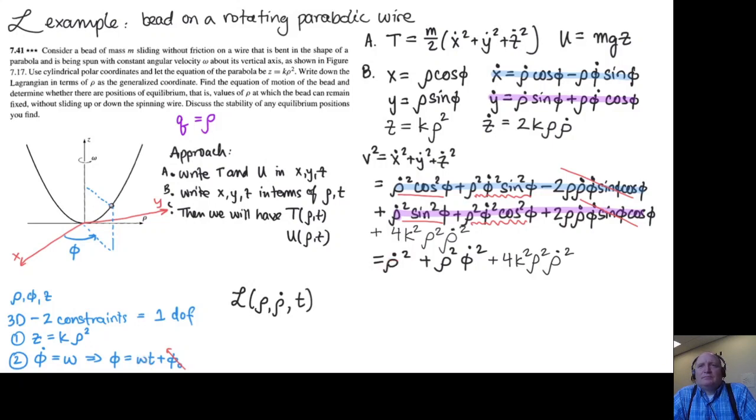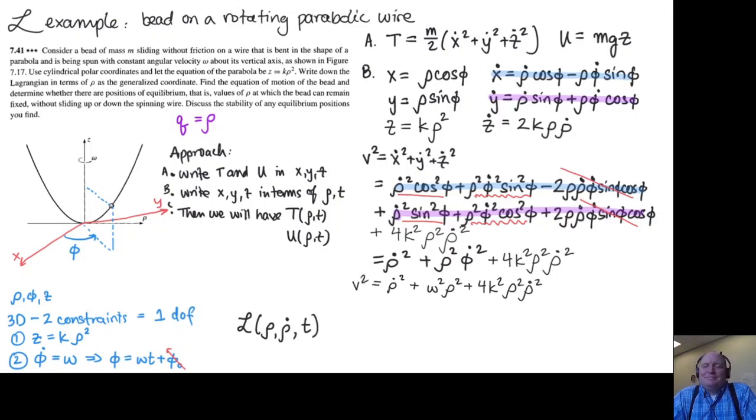So I'm going to come back to this equation, and I'm going to write it only in terms of rho and the constant omega as well as rho dot. So we have here rho dot squared plus omega squared rho squared plus 4k squared rho dot squared. Cool. Now everything's in terms of rho. And so when all is said and done, we finally end up with an expression for the Lagrangian.